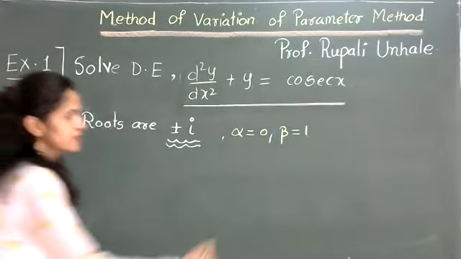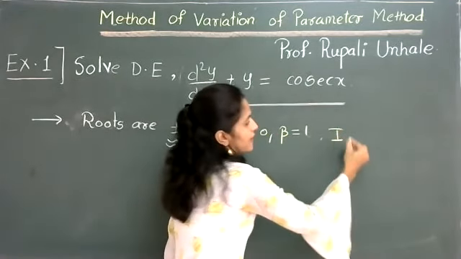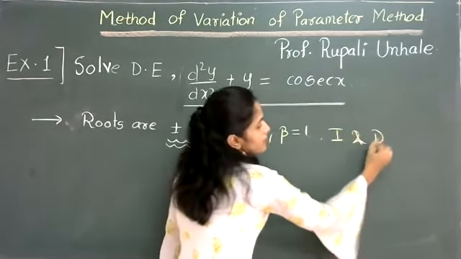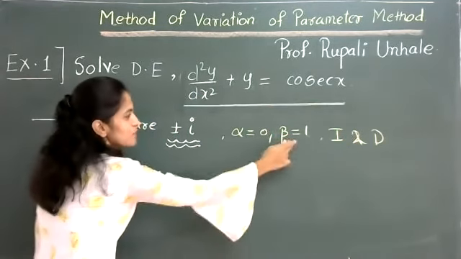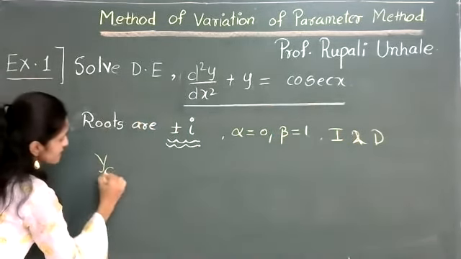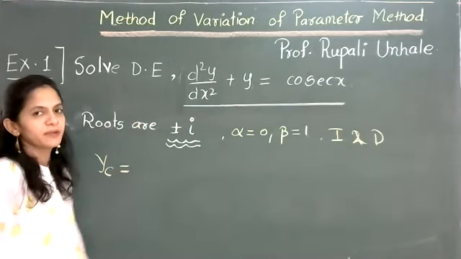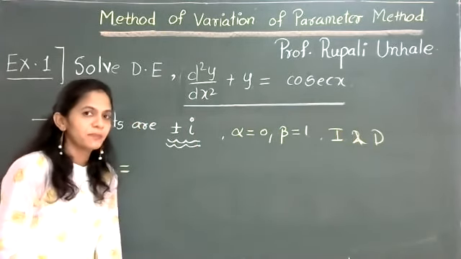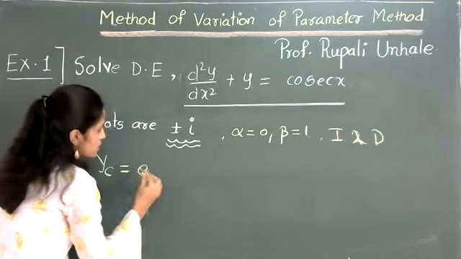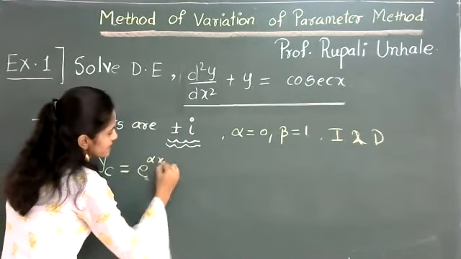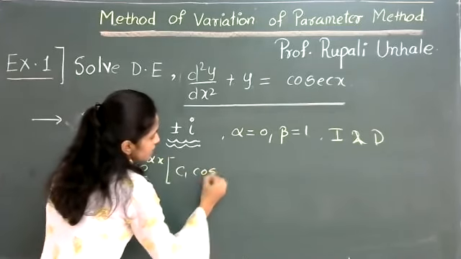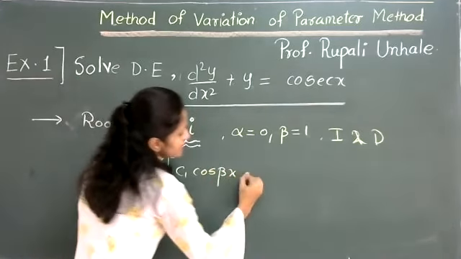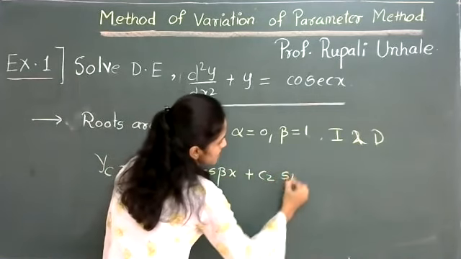So the roots are imaginary and distinct, with alpha 0 and beta 1. We can easily write the complementary function when the roots are imaginary and distinct. Its formula is e raised to alpha x, c1 cos beta x plus c2 sin beta x.